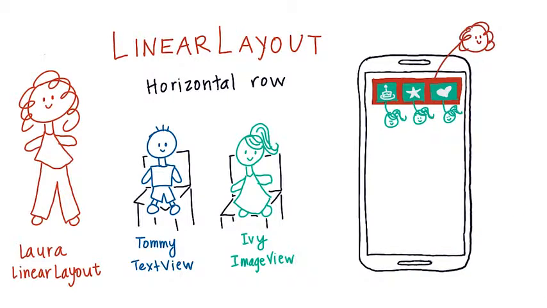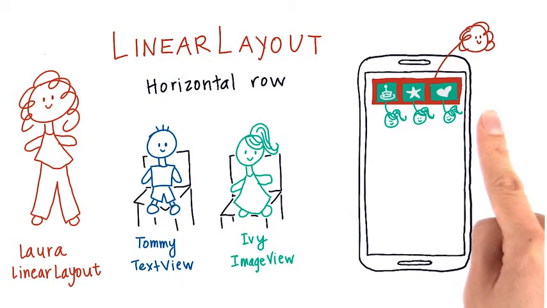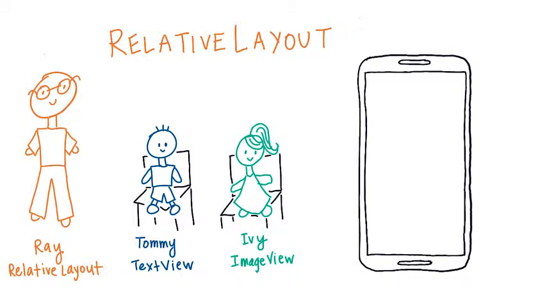Okay, and that's it for a linear layout. Pretty straightforward, right? You can arrange children in a vertical column or in a horizontal row. And then we have Dad, the relative layout. A relative layout, again, has its own rules for how to position its children within it.